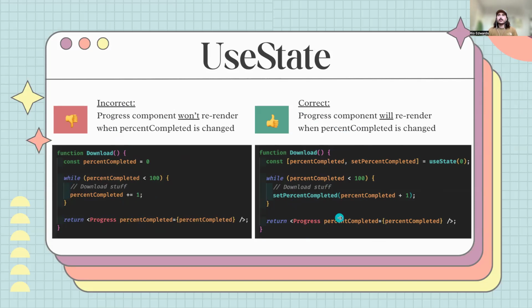So if you want the variable to be displayed on your screen, or, say, you have a Boolean variable and you have something that either displays or doesn't display based on that value, that's another case where you want it stored in state using UseState. Any variable that is directly involved with the DOM render, you want to use UseState for it.